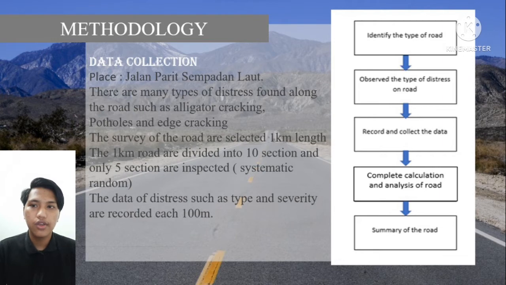Okay, first, the data collection. The place that we chose is Jalan Parit Sepadan Laut. When we went to observe the road, there were many types of distress found along the road, such as alligator cracking, pothole, and edge cracking. The survey of the road selected a 1 km length. The 1 km road is divided into 10 sections and only 5 sections are inspected. We use the systematic random method to determine the interval. Next, the data of distress such as type and severity level are recorded each 100 meters for 5 samples.